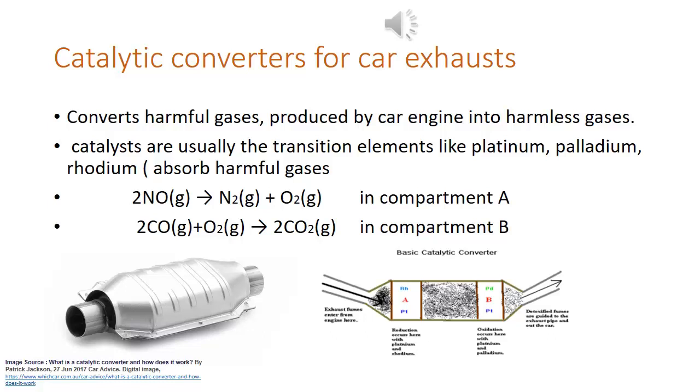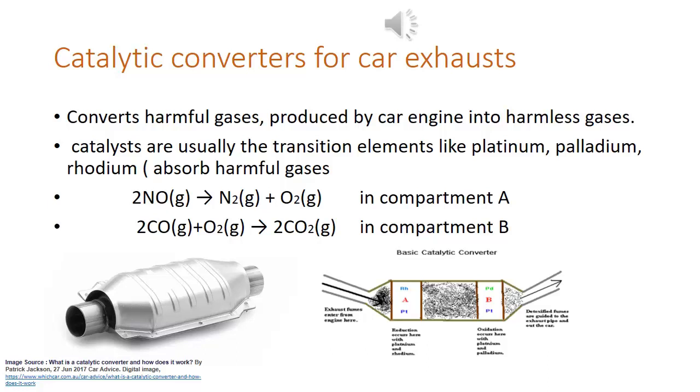So these harmful gases can be converted into harmless gas. Let's see how it acts. Here the catalyst acts as a converter. So what are all the catalysts used here? Platinum, palladium, rhodium. Catalyst means what? Any substance which is added to a reaction just to speed up the reaction, but the substance itself does not change. Okay, here the main catalysts used are platinum, palladium and rhodium.